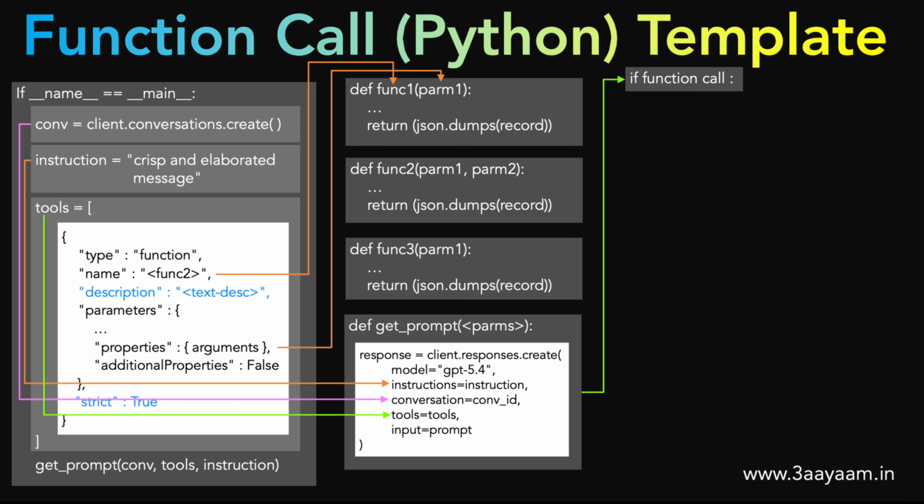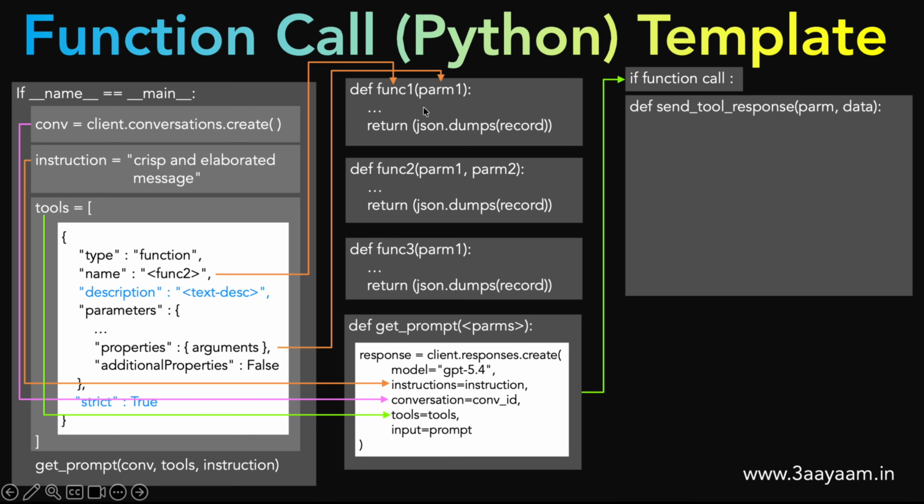Now, if it is a function call, then we call the function like this, and then we can define another method or another function which will send the tool response to the model. Now here, this method is getting called after the function call is done, meaning that let's say this responses API has called function 1, so the output would be some record.